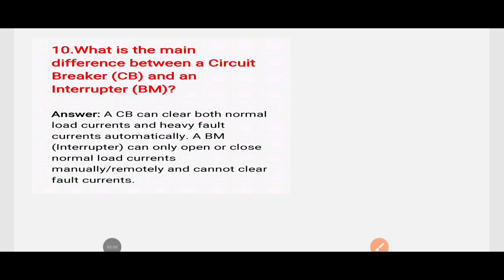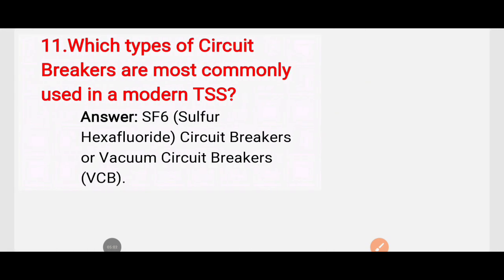Next, which types of circuit breakers are most commonly used in modern TSS? In modern TSS, normally SF6 or VCB type circuit breakers are commonly used. SF6 means sulfur hexafluoride. VCB means vacuum circuit breakers.